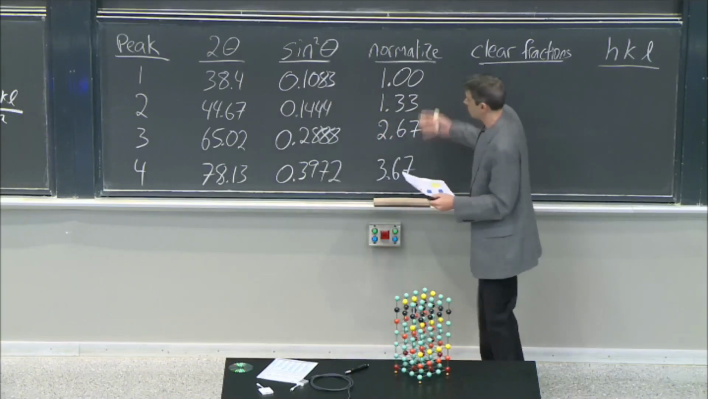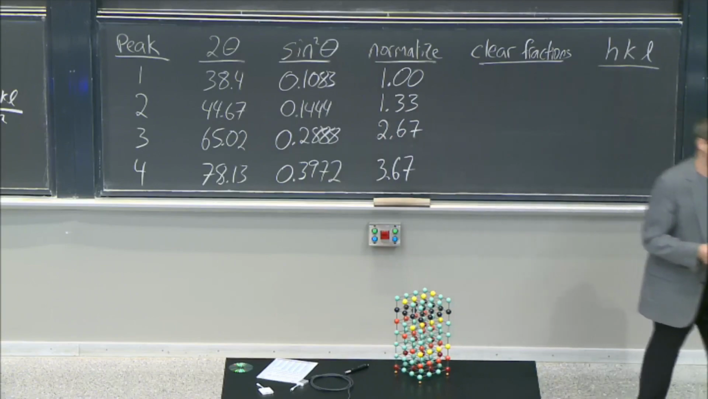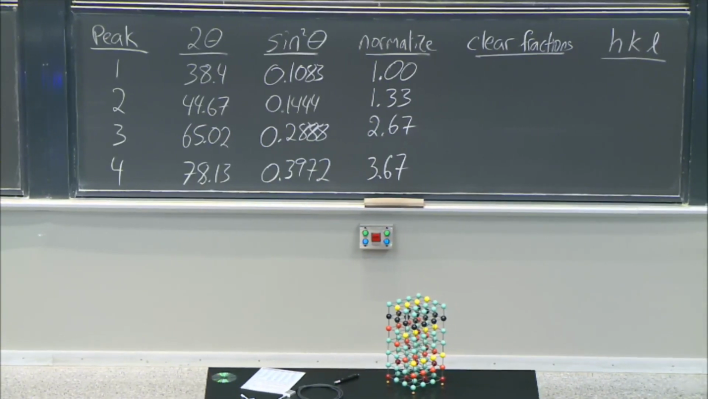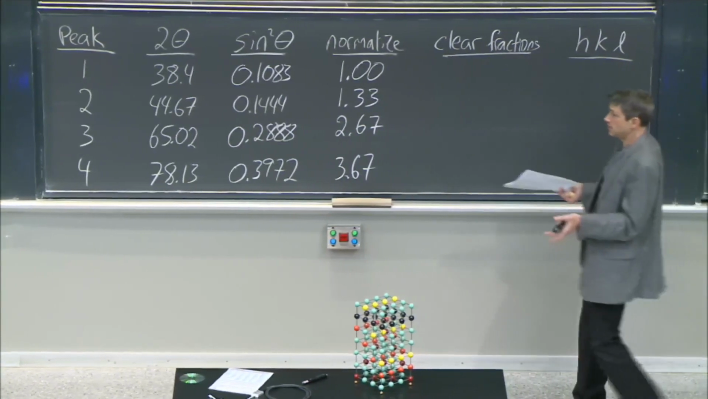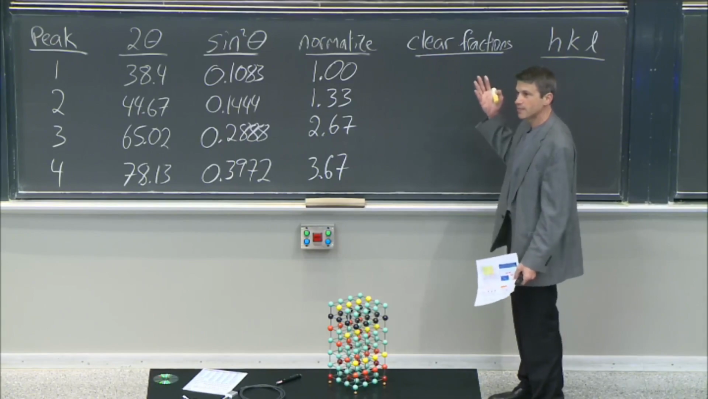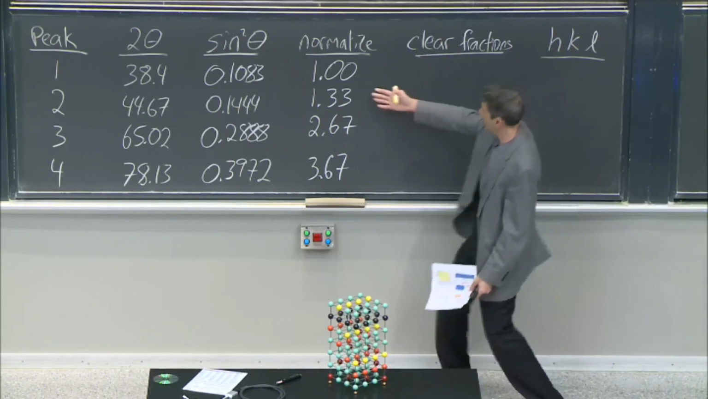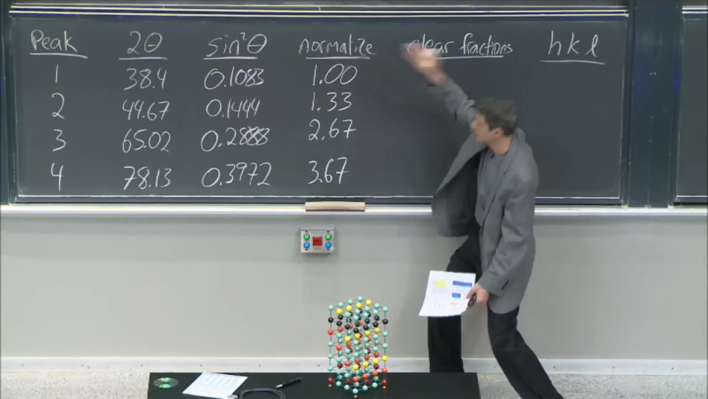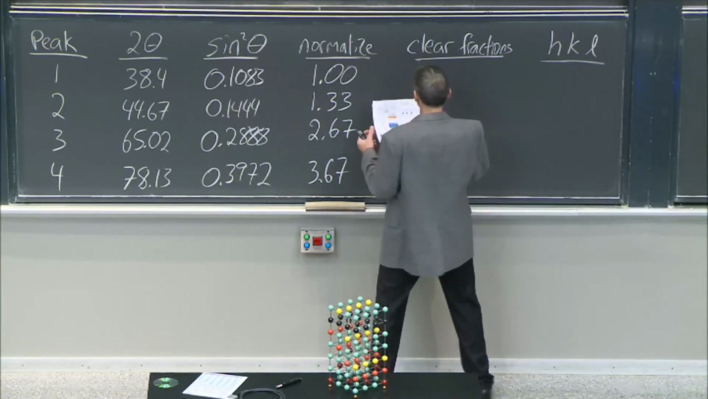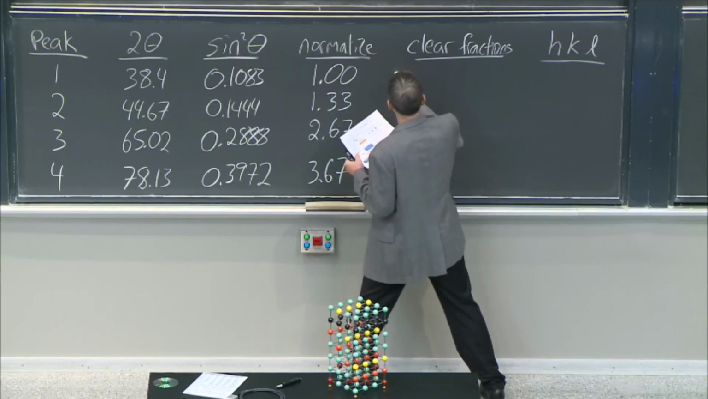And so that's good, but I don't want fractions. It's going to be easier for me to think about this as integers. And so we clear fractions. What does clear fractions mean? Clear the fractions. Get rid of them. Make it integers. How do you do that? Find what you multiply this by so that they're all integers. Okay, I got an idea. How about 3 times 3?